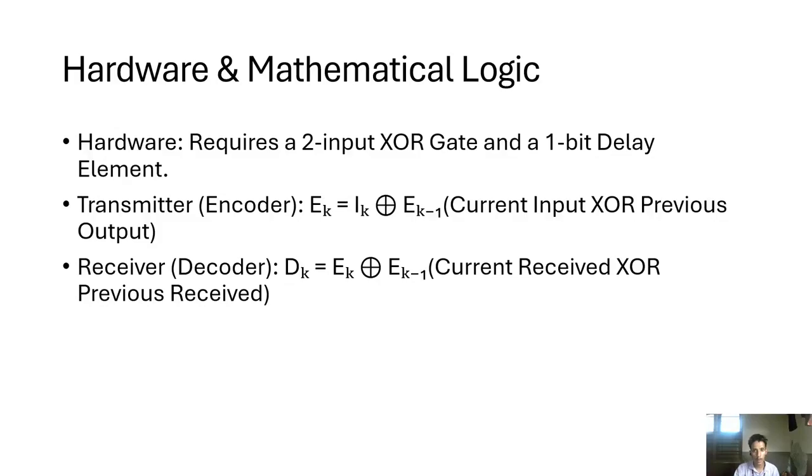From a hardware perspective, this is very easy to build. It just requires an XOR gate and a one-bit delay, like a D flip-flop. At the transmitter, we XOR our current input bit with the bit we just transmitted. At the receiver, the process is reversed. The receiver just looks at the incoming signal, compares the current bit to the previous one using an XOR, and instantly recovers the original message.